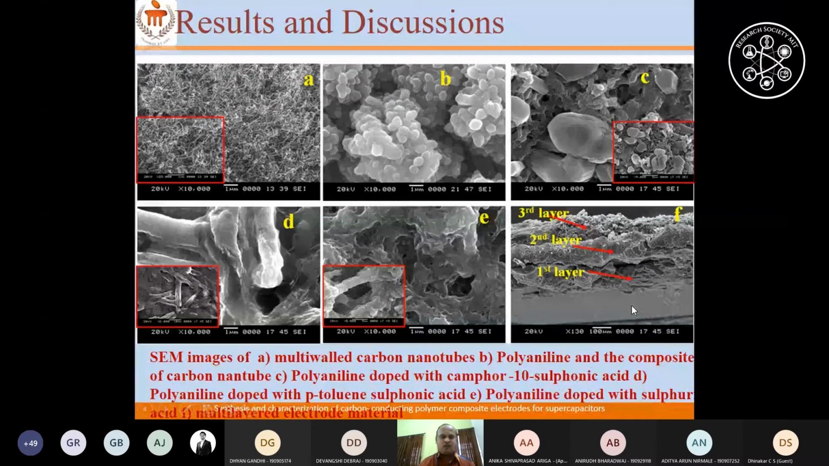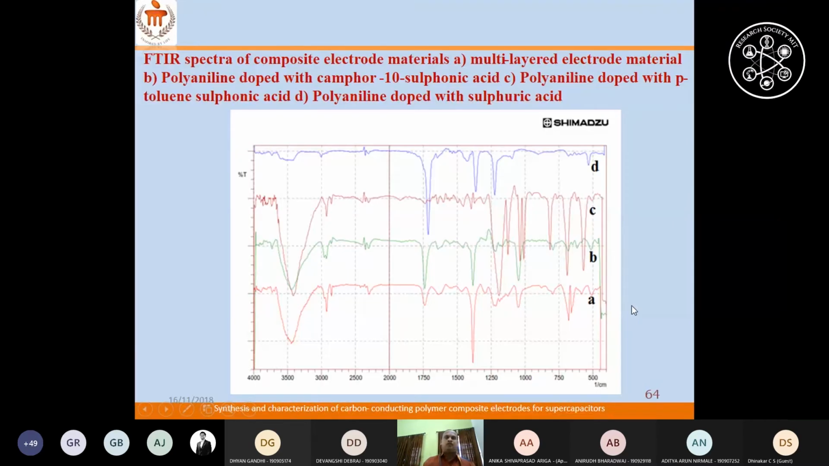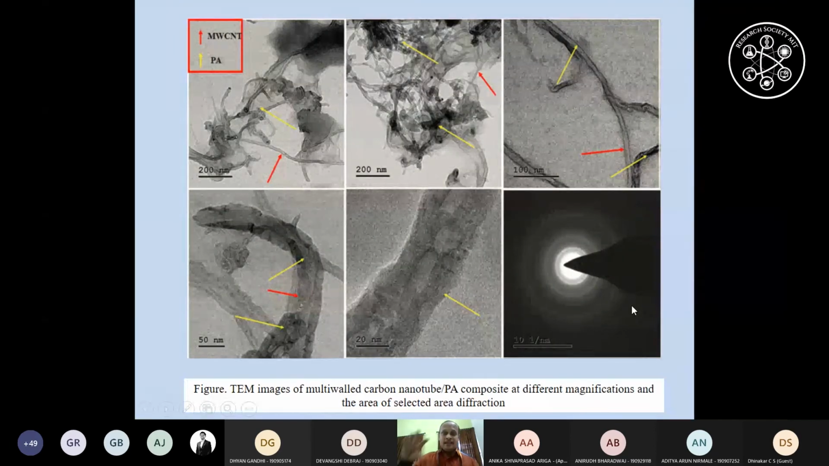That we identified using scanning electron microscope and FTIR. TEM also we did, because a reviewer told us to go to TEM and confirm whether the carbon nanotube is there or not, because plenty of layers you coated. So whether the three different layers are there, or polyaniline is there or not, you have to identify it.